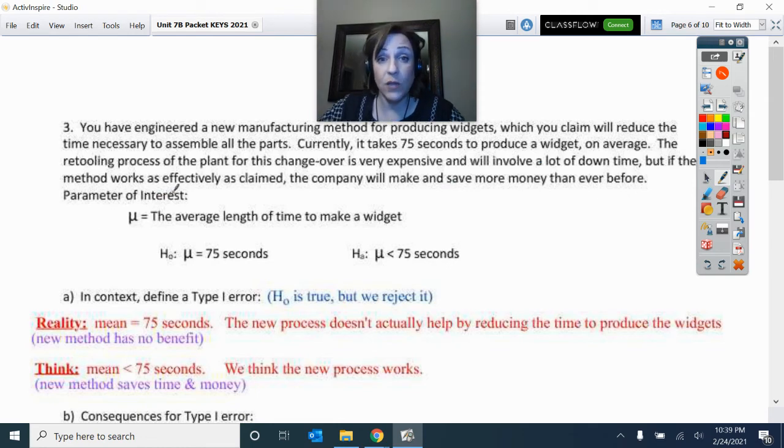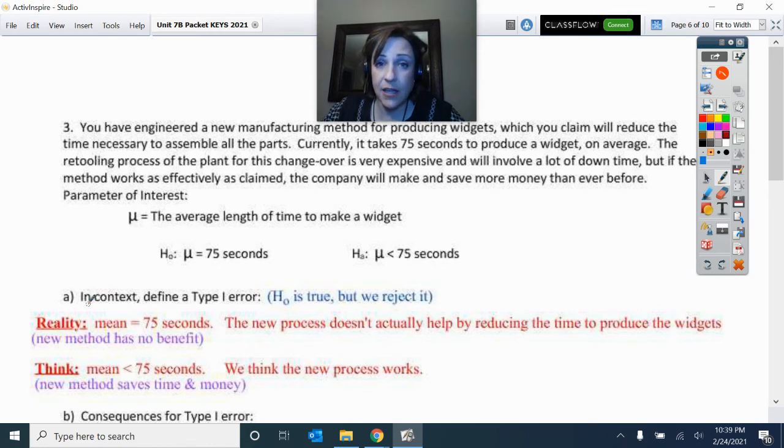So let's see. All right, so our mu is the average length of time that it takes to make these widgets. And of course, currently the average is 75 seconds, but with the new tooling, if the new tooling works, we think that will be less than 75. So let's see what happens.